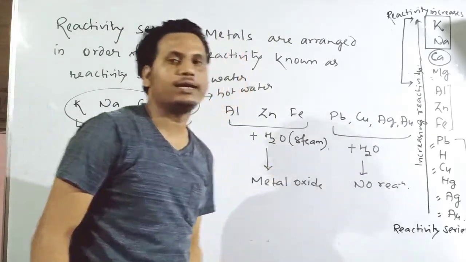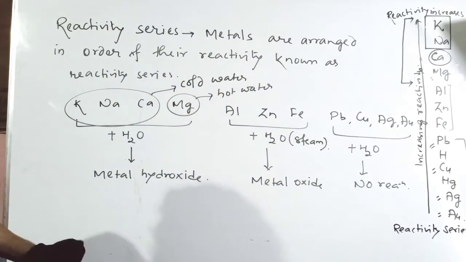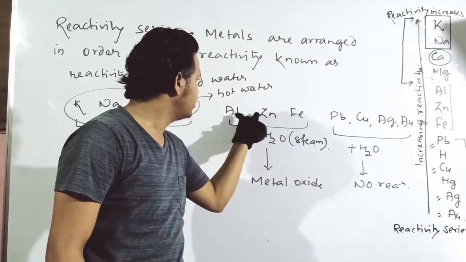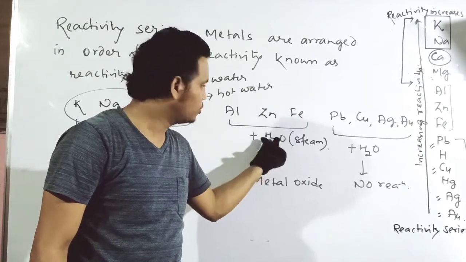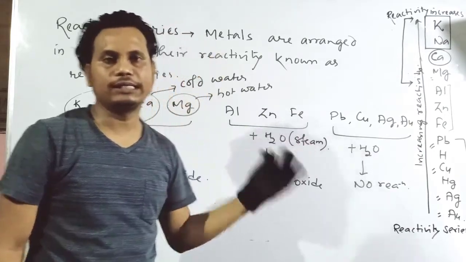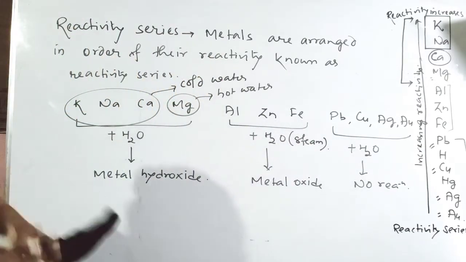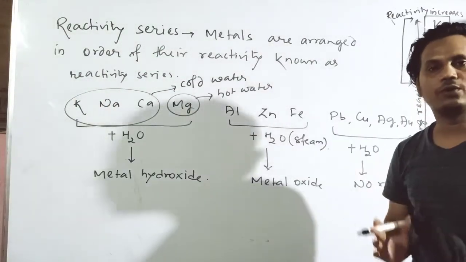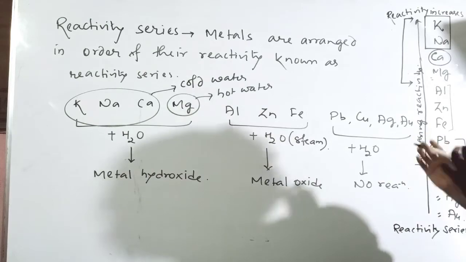And these do not react with water. So we have written the reaction of aluminium and iron with water. Below there you can write steam. So this is the second reaction of metal. First we got oxygen, second with water.